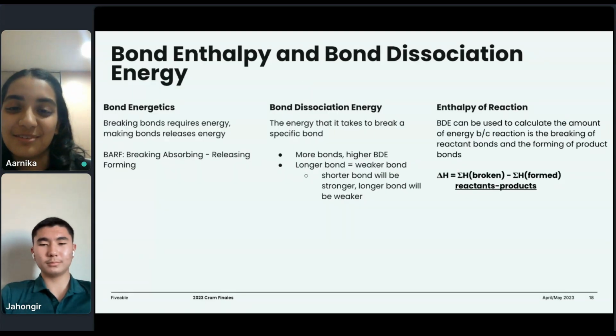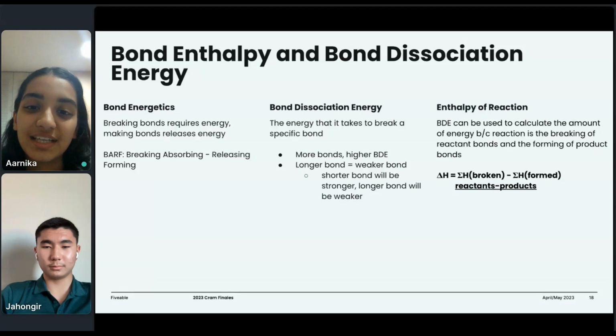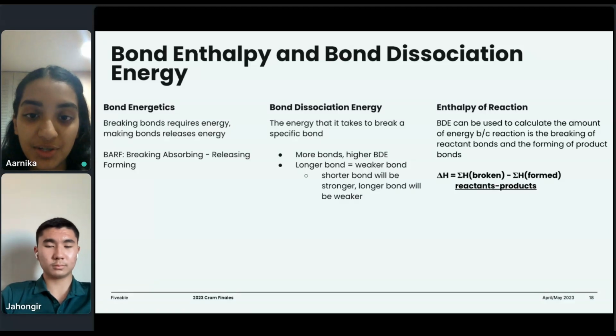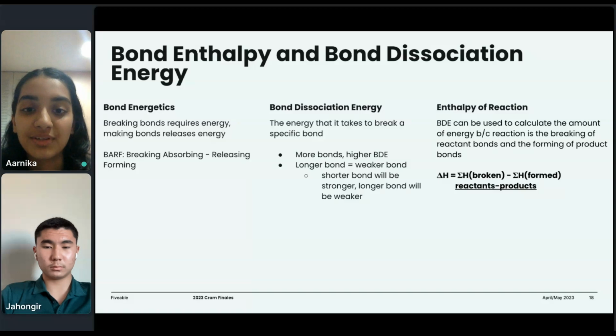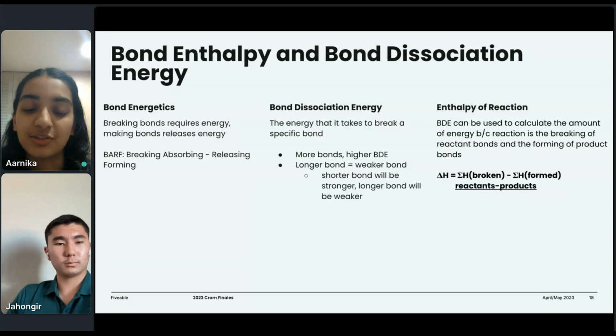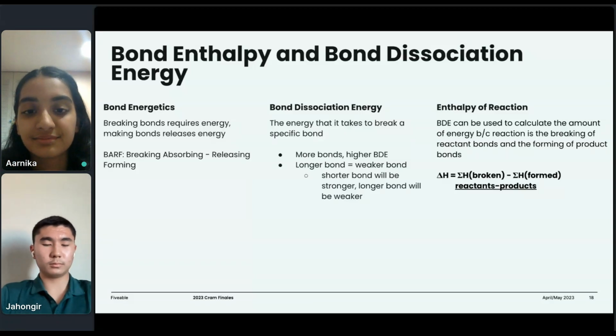So for an enthalpy of reaction, the bond dissociation energy can be used to calculate the amount of energy, because the reaction is the breaking of reactant bonds and the forming of product bonds. This can be represented with the equation: the summation of H broken minus the summation of H formed. So remember, the enthalpy of reaction is the reactants minus the products. I like to remember this because there's another concept we'll be talking about later, which can get confusing because that's products minus reactants. But for enthalpy of reaction, I like to remember reactants minus products.